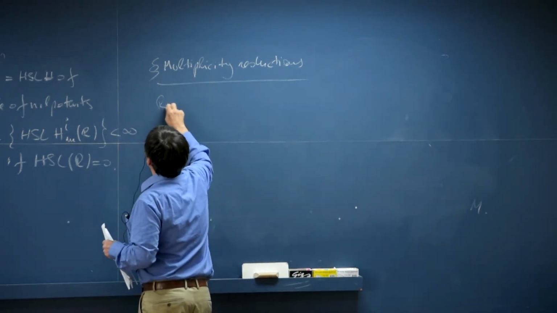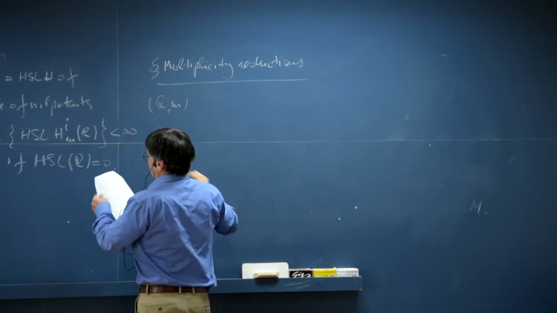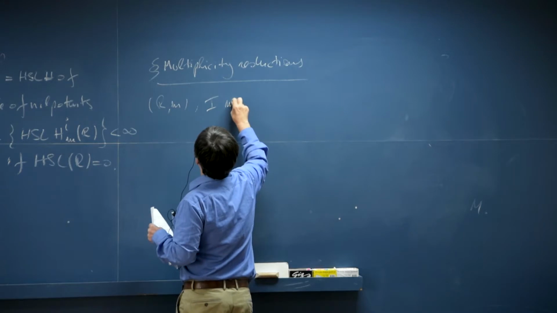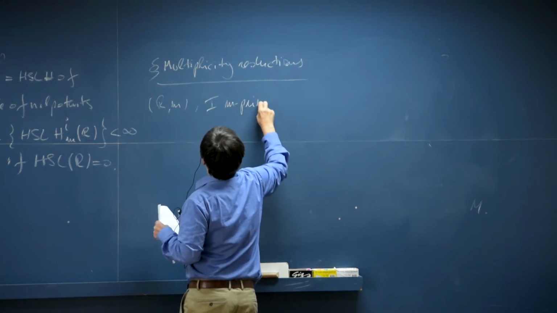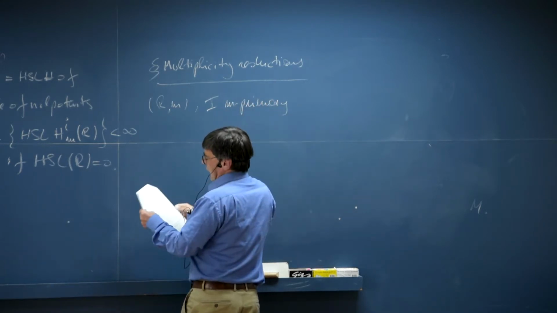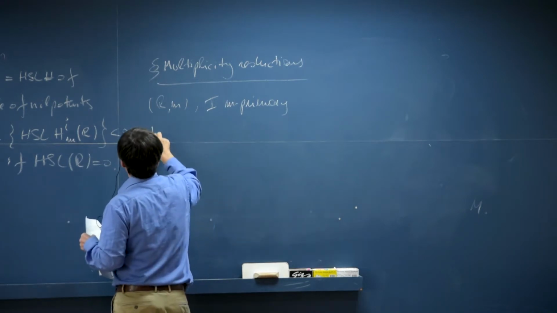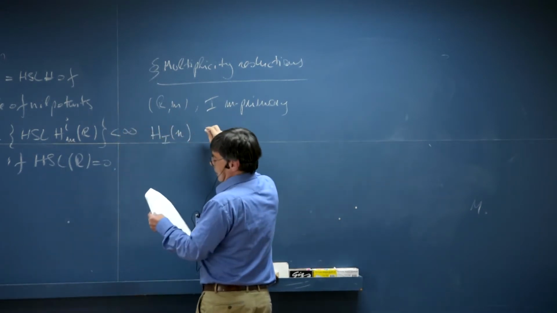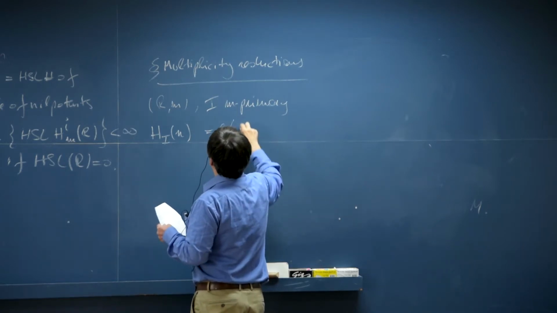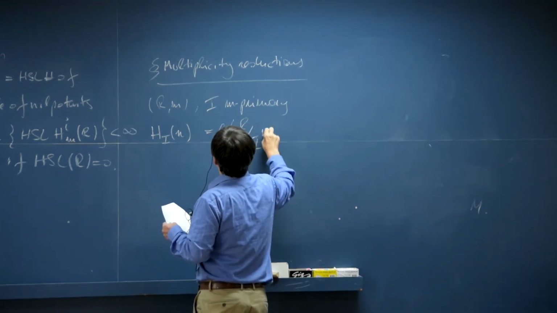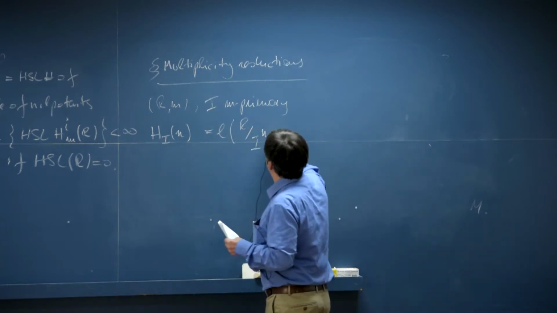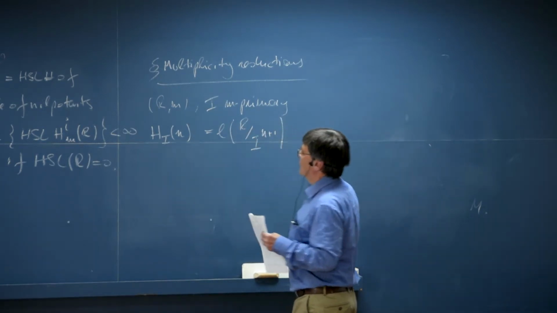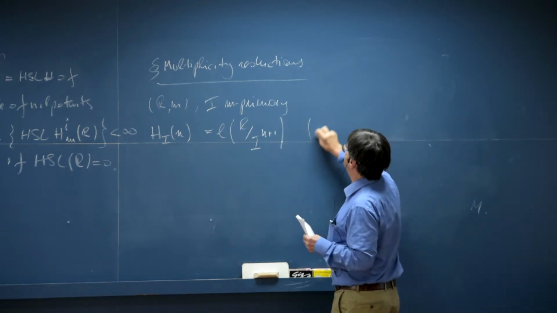So again, we're going to restrict ourselves to local rings, and we're going to look at an ideal I which is M primary. And we're going to look at the Hilbert-Samuel function of I. So that's a function that takes n to the length of R mod I to the power n plus 1. So that's the Hilbert-Samuel function.